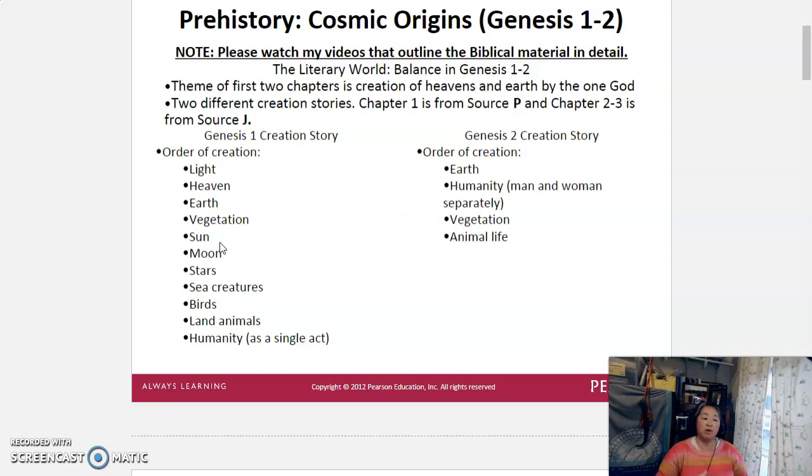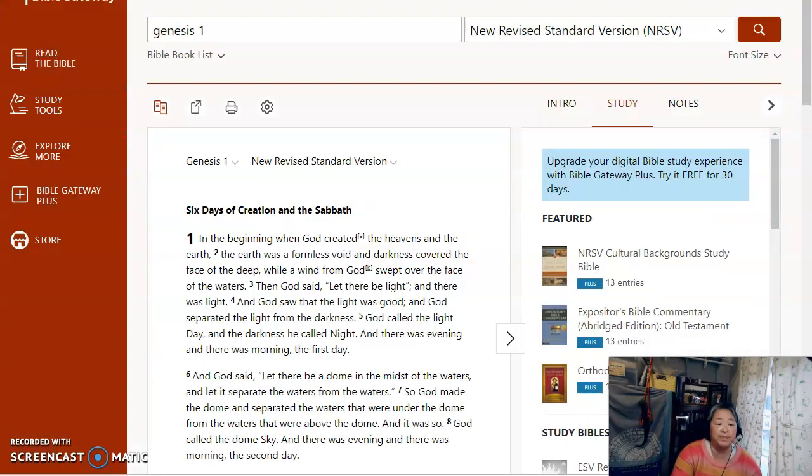Source P tends to be very organized. There's a certain order and repeated language. It was the first day and it was good. God tends to be a bit removed from the action. It's just kind of placing things in order. And the culmination of that creation story in Genesis 1 is the creation of humanity, male and female, both at the same time. Okay, there's no hierarchy. Adam isn't better and first. It's just humans were created. They had dominion over the world. The end. So we can actually take a look at that story here.